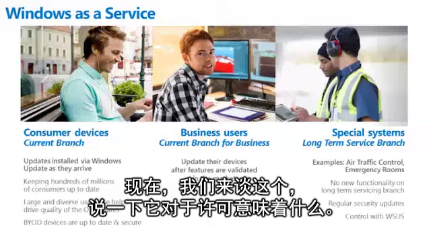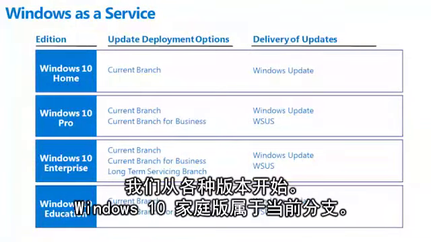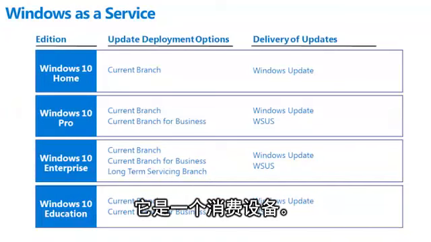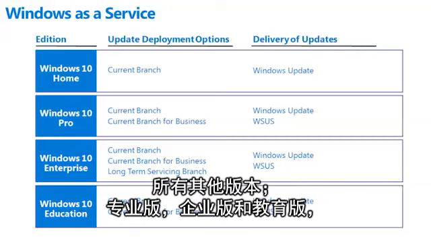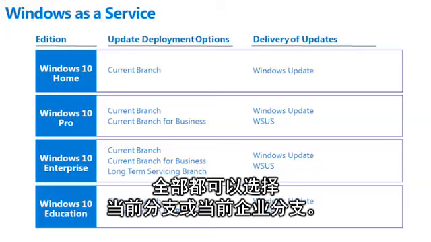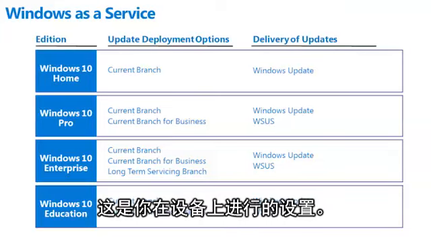Now let's take this and talk about what it means for licensing. So we start with the editions. Windows 10 Home is on the current branch. It's a consumer device, and as we bring new features, we will be delivering them to the consumers first. All the other editions, Pro, Enterprise, and Education, all have the option of either current branch or current branch for business. It's a setting that you put on the device.